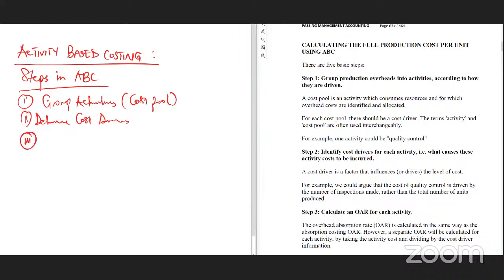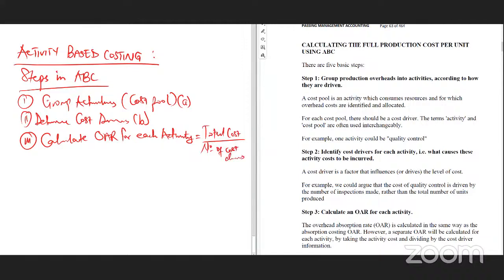The third is what? Calculate cost driver rate, or calculate OAR for each activity also. So calculating OAR for each activity, you are saying that that is your A here over your B here. So that's your total cost in the cost pool, or total activity cost, all over the number of what drivers, right? The number of cost drivers. Now, what's the next step?